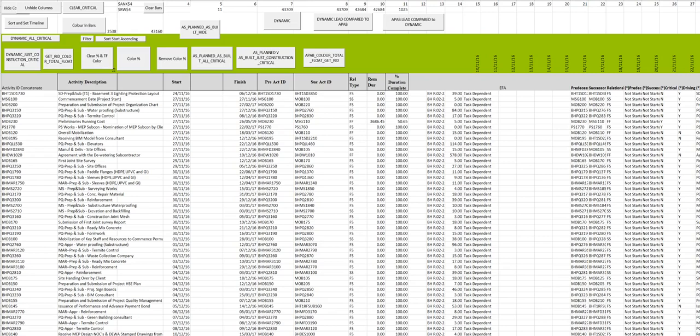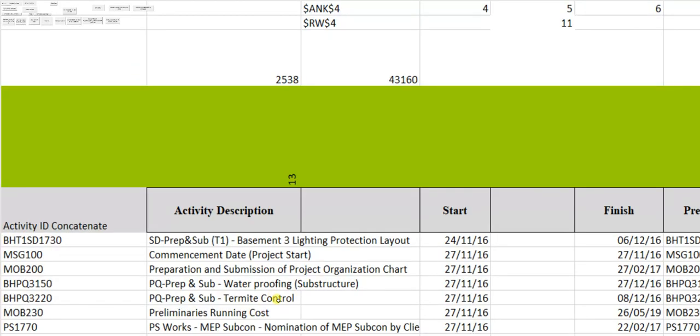Before you is a spreadsheet showing the as-planned versus as-built critical path method of calculation using the spreadsheet. The spreadsheet is very large, as you can see, and contains all the data necessary to do the analysis.